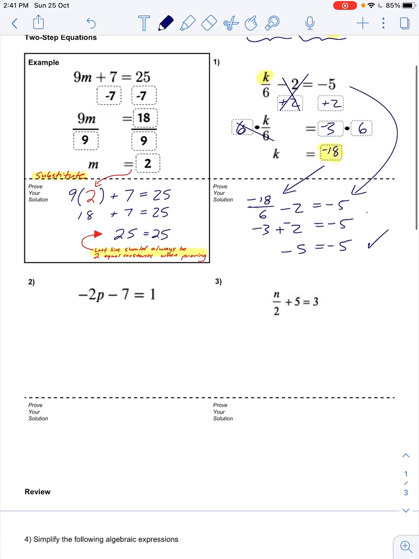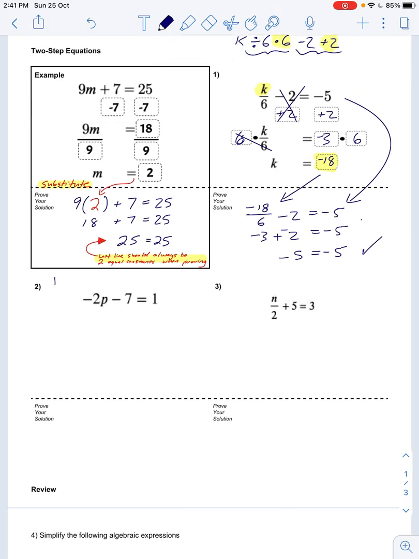All right, let's look at number 2. So number 2, I'll do my flow chart. To the variable p, the first thing that's happening is I am multiplying by negative 2. So to undo that, I have to divide by negative 2. And then I'm minusing 7, so the opposite of that is adding 7. So to solve my equation, those are the two operations that I need to perform: adding 7 and dividing by negative 2.